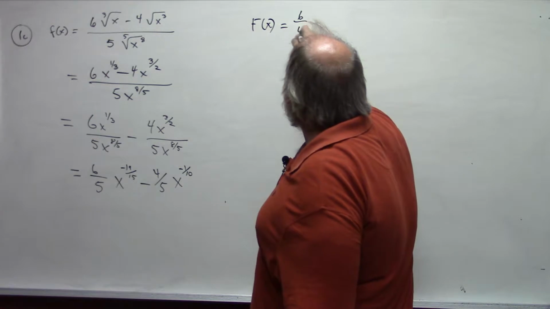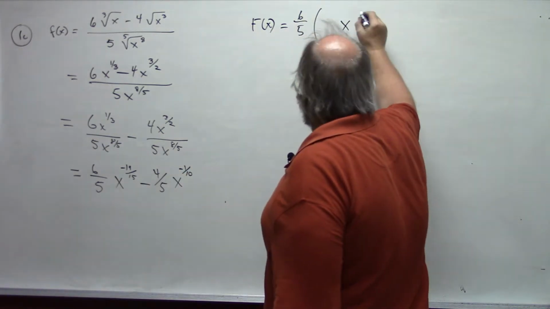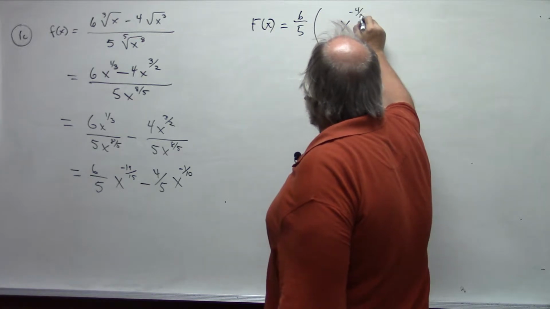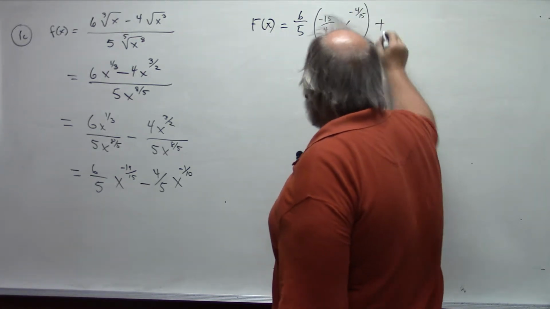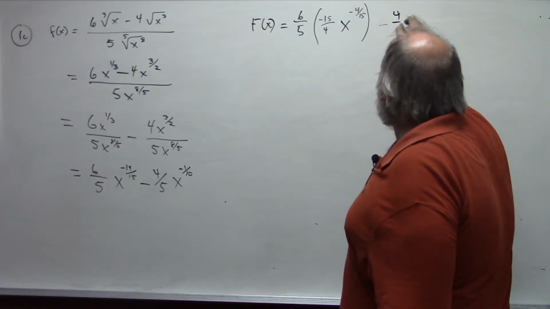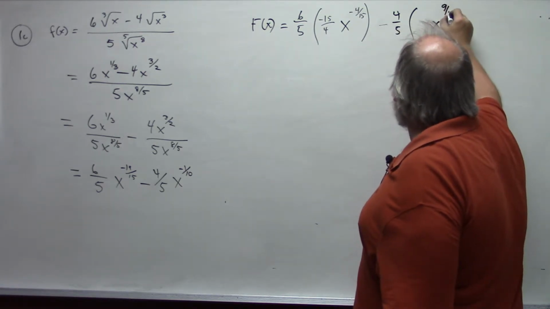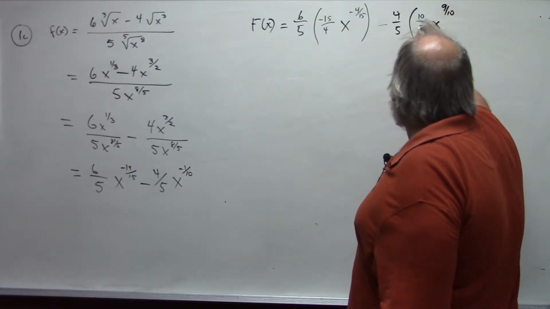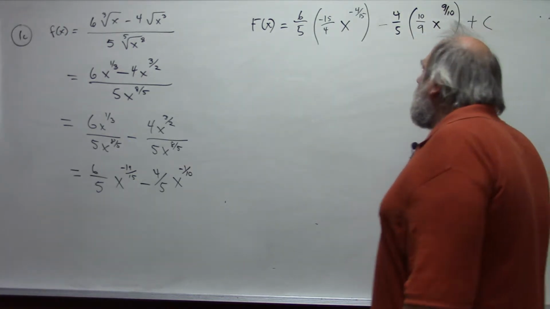This becomes 6/5. Add 1, I get x to the negative 4/15. Reciprocal, negative 15 over 4, minus 4/5. Add 1, I get x to the 9/10, reciprocal 10/9, put the plus c. And then we can simplify this.